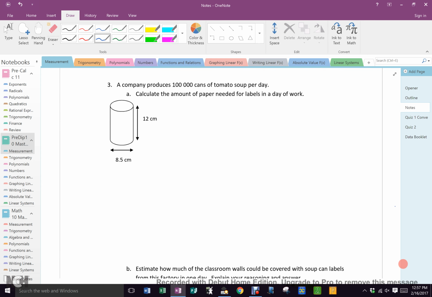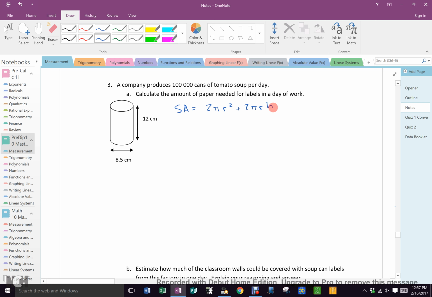Again, we're going to look at this. A company produces 100,000 cans of soup per day. They need to put a label on the can of soup. Is that label volume or surface area? Surface area. What shape is a can of soup? Cylinder. So the surface area of a cylinder is what? 2 pi r squared plus 2 pi rh.